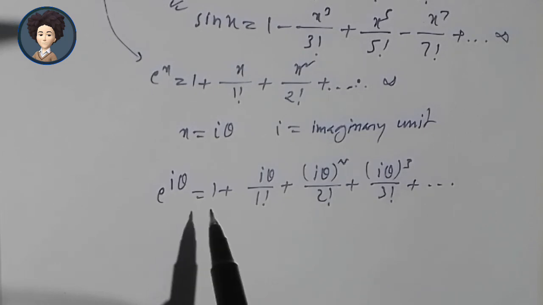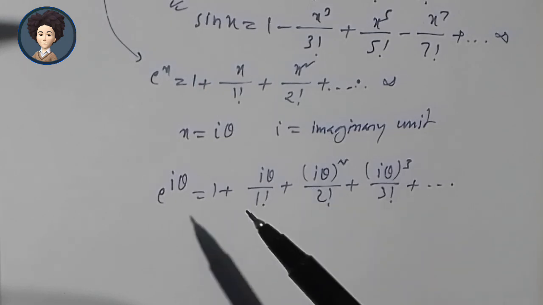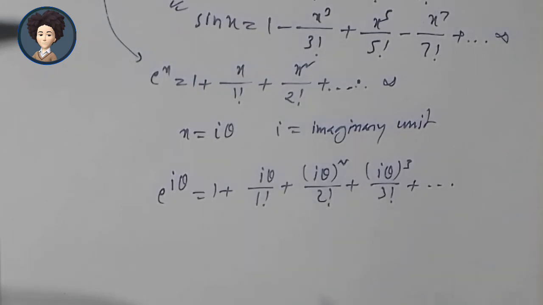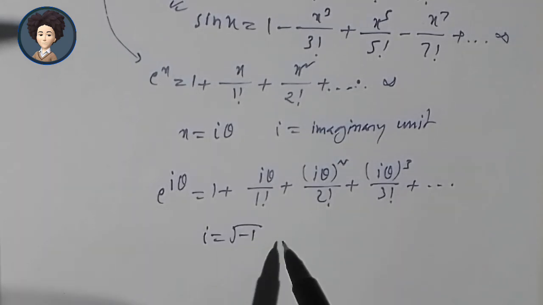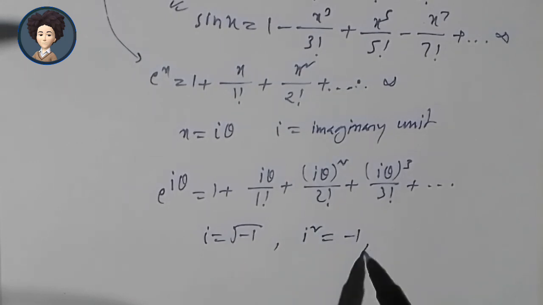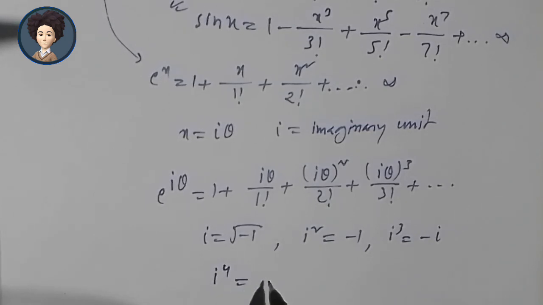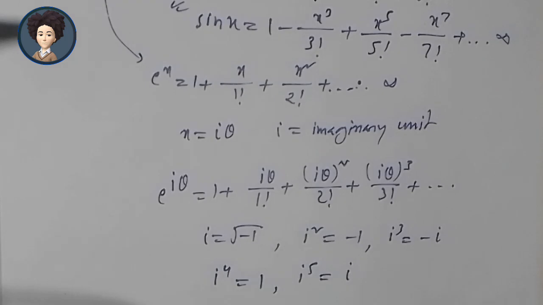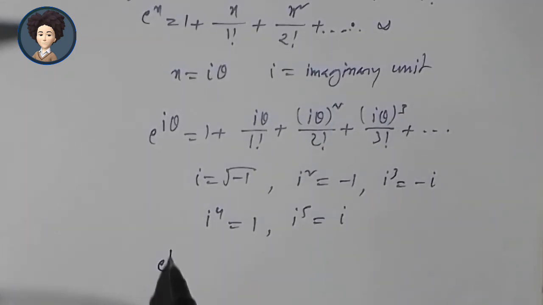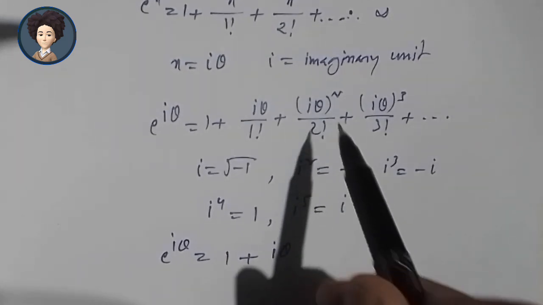And now we need to know the result when we take powers of the imaginary unit. In the complex number system, i means square root of minus 1, and if we take i squared, we get minus 1. If we take i cubed, it will be minus i. If we take i to the power 4, it will be plus 1, and if we take i to the power 5, it will be plus i.